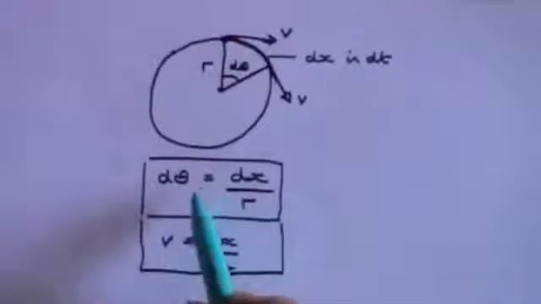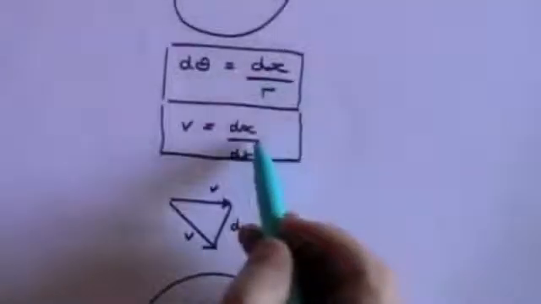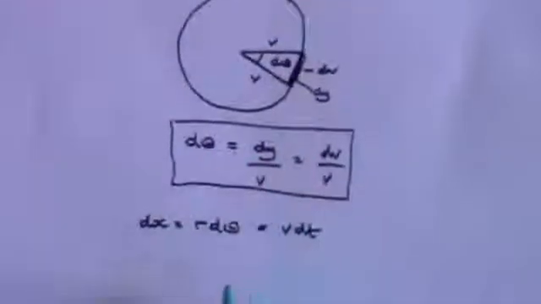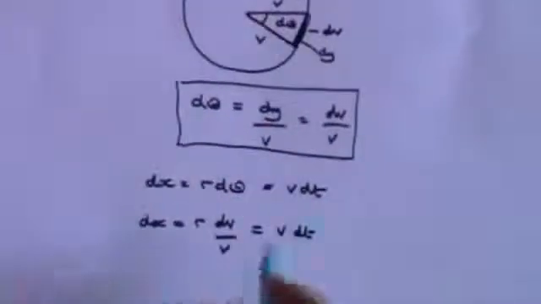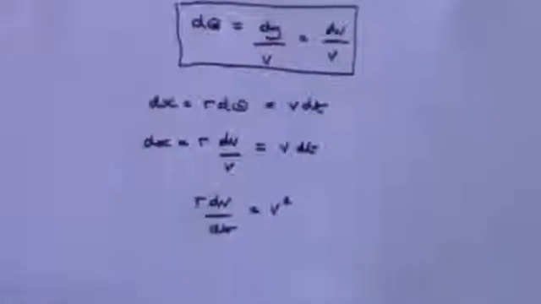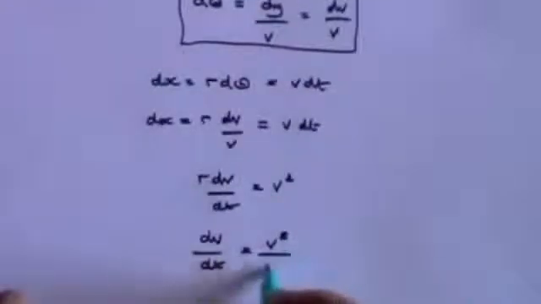From this equation we can say that dx is r d theta. dx equals r d theta. But from this equation we can say that dx is v dt. So dx equals v dt. But d theta from this equation is dv over v. So we can rewrite this equation here as dx equals r, now d theta we're going to put dv over v, equals v dt. And now if we rearrange just this section here, bring the v up here to make that v squared, bring the dt down here, we get r dv by dt equals v squared. Or if you like, dv by dt equals v squared over r.